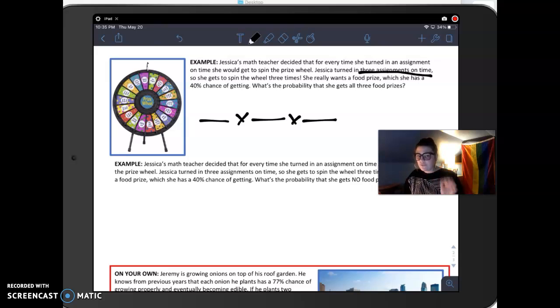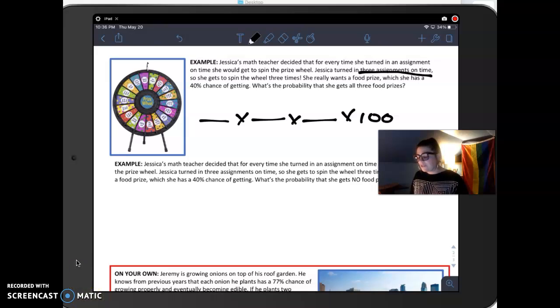She really wants a food prize, which she has a 40% chance of getting. 40% of the wheel is made up of food prizes. What's the probability she gets all 3 food prizes that she wants? Multiply by 100. So now here's when things get a little bit tricky. I'm going to show you 2 different ways to do this problem, and so you can decide which way you want to do it.